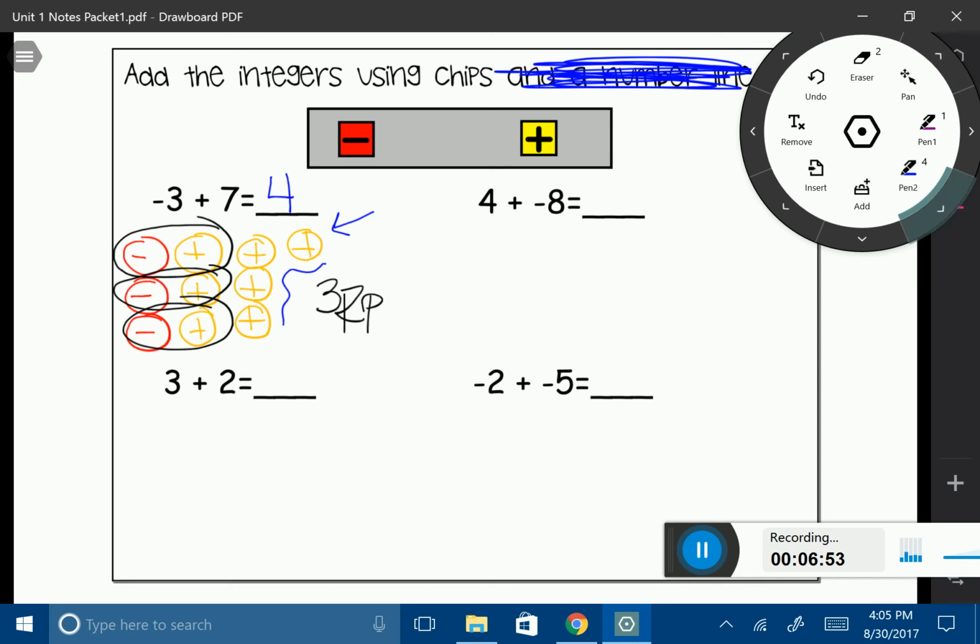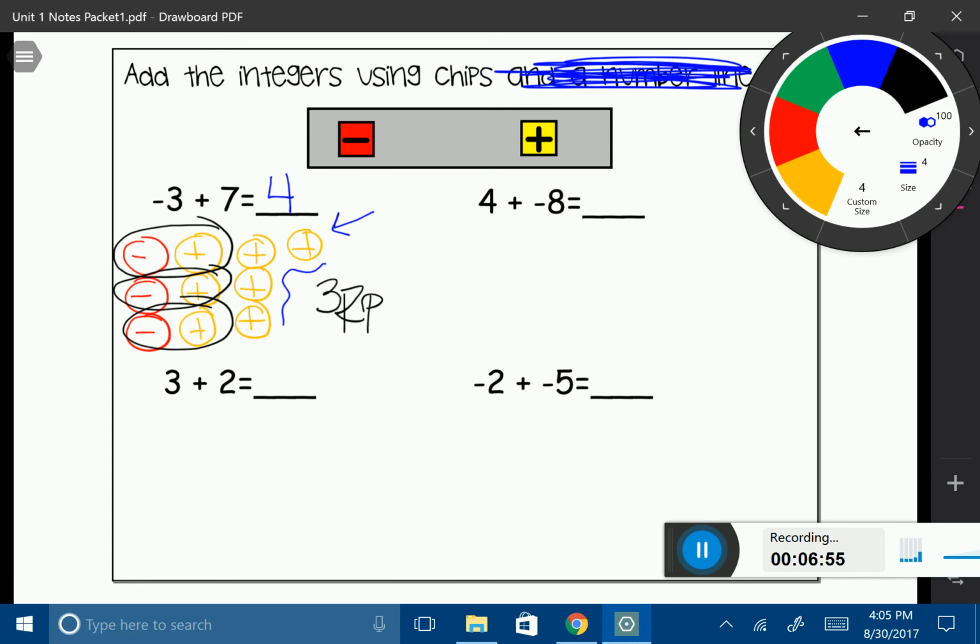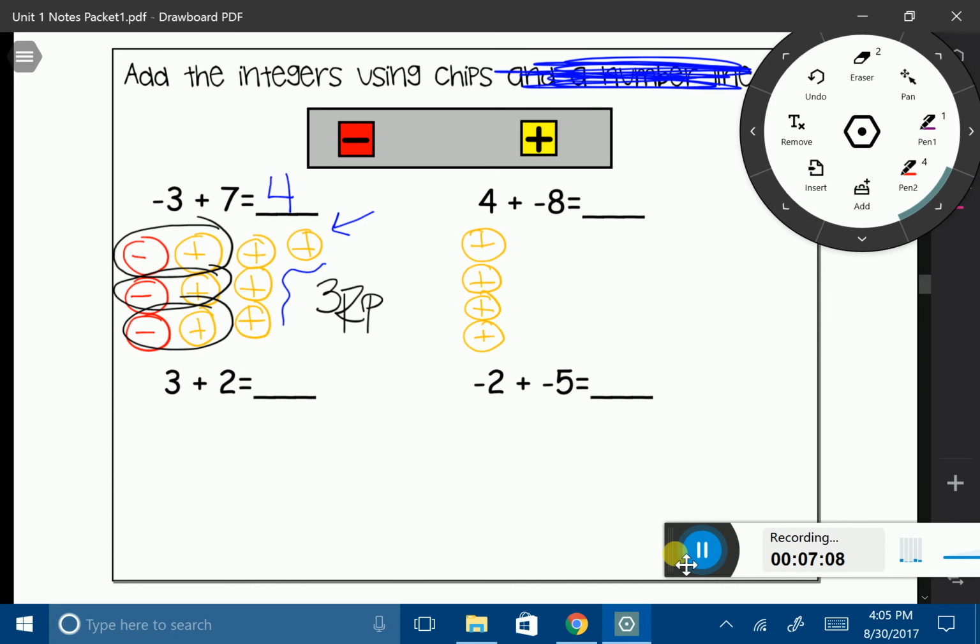All right, let's look at the next one. Positive 4. Okay, I'm going to start with my yellow. I'm going to represent positive 4 chips. So here they are. And then I'm going to notice that I also have a negative 8 here. So I'm going to go ahead and represent negative 8 chips. Here's my 4. And then I'm going to do another 4 to make 8.